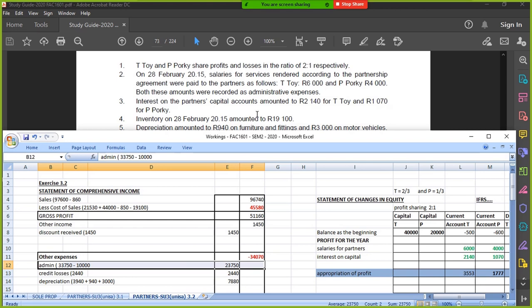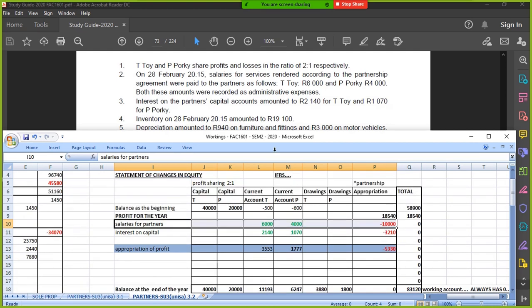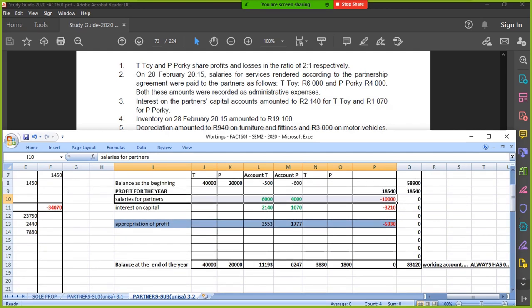Okay, and this was what? The salaries and wages for partners, which I've included here. There's the salaries to partners, the 6 and the 4. So the 10 is there. What else do we see here? I suspect it's drawings. Because remember, if this was salaries, you need to make an assumption here, because the drawings will change then. Because remember, how do partners get their salaries and wages? They draw it. Does that make sense?